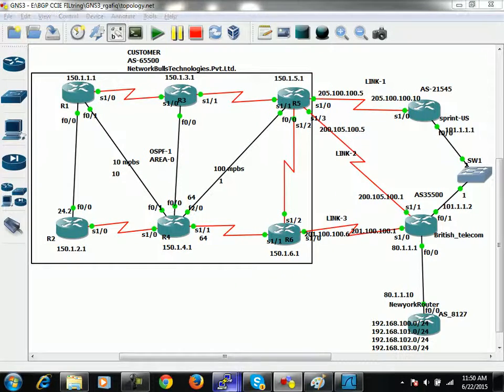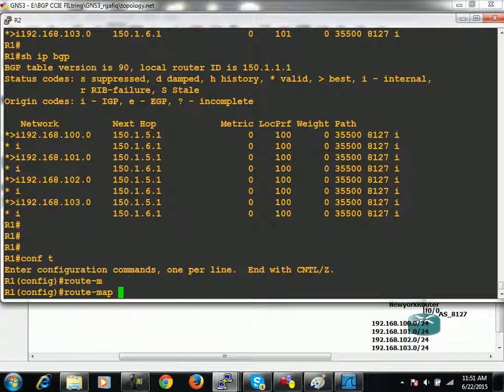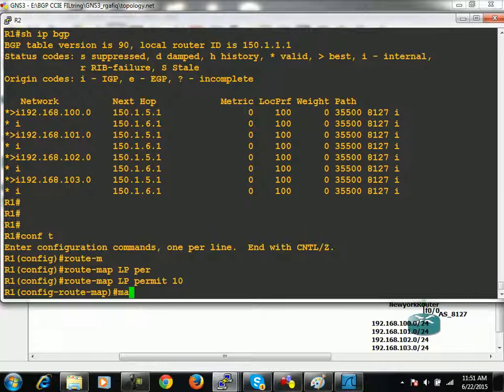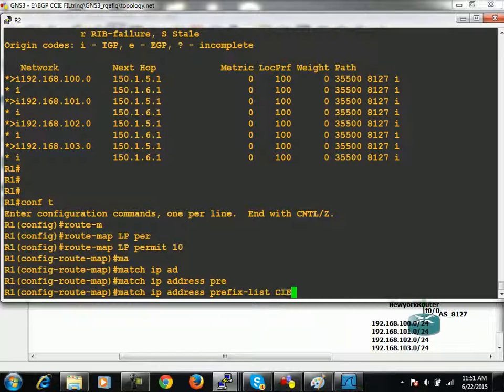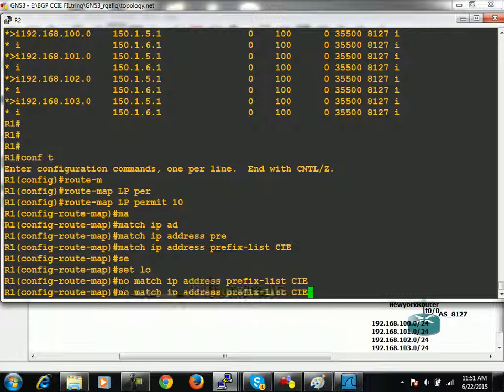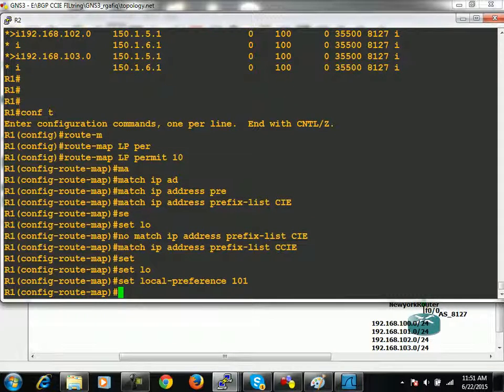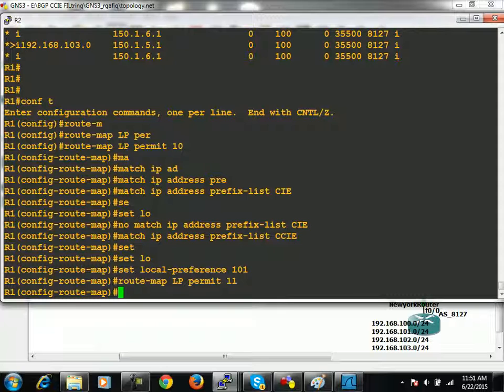Now you do one thing, move back again on R1, and because we already have a prefix list for the last 2 prefixes, and the name was CCIE, right? This time I'm going to create one route map for local preference. Permit 10, match ip address prefix-list, and then set local preference to 101, which is higher than the default. But other prefixes will be implicitly denied. So to allow all others, you have to create another statement for the same route map with a higher sequence number. Do not match anything, do not set anything.